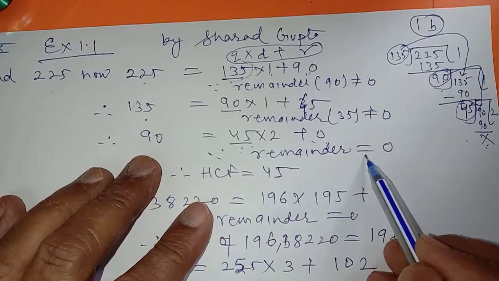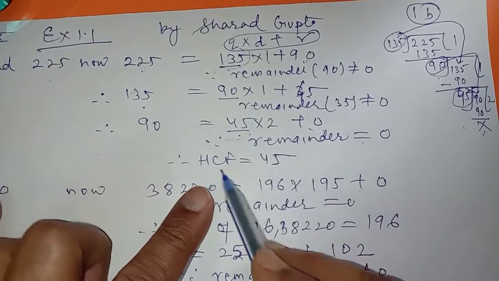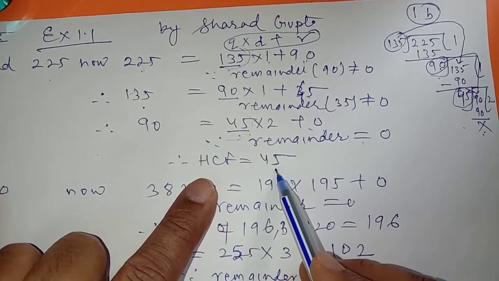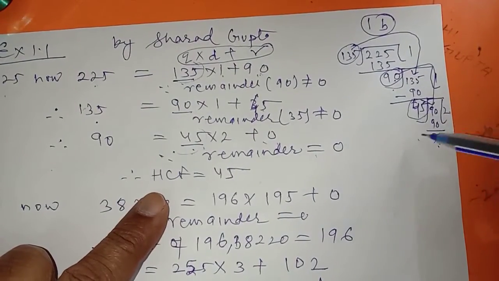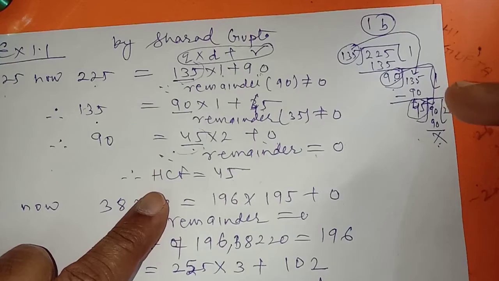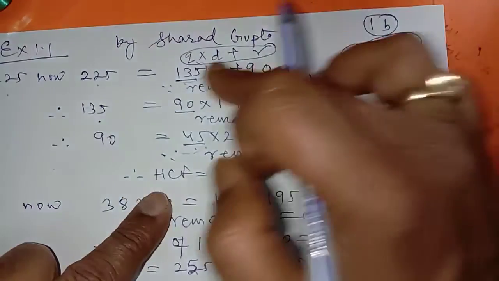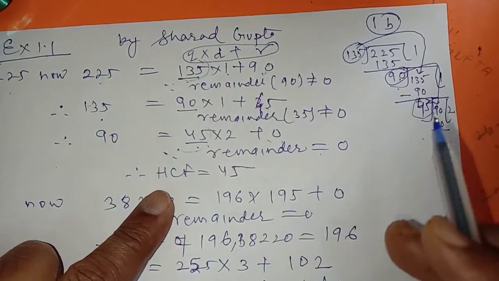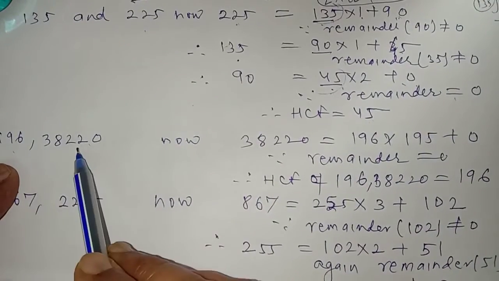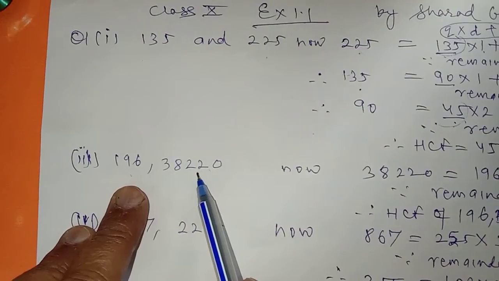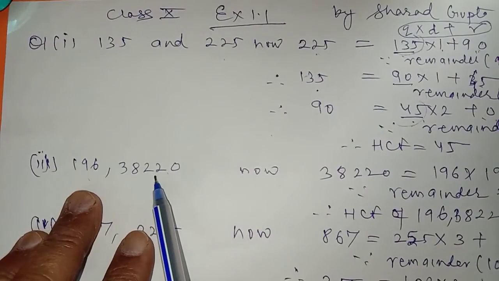जब आपका रिमाइंडर 0 आ जाएगा तो the divisor will be the HCF of the two given numbers. It is rather easy to do this in the rough column first and then you convert into this. Then it will become more easy. Let us take another. You have to find the HCF of these two numbers by the division algorithm.